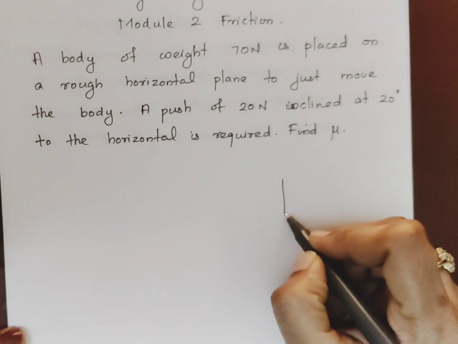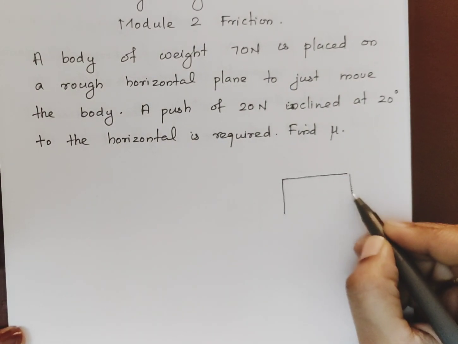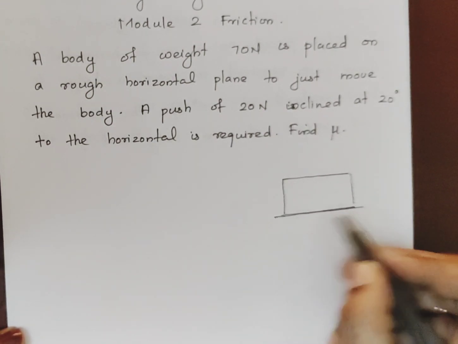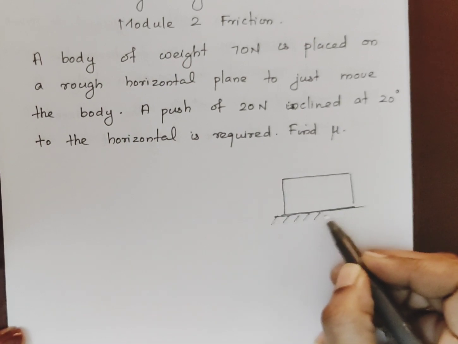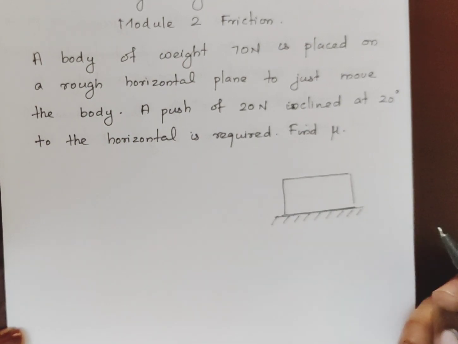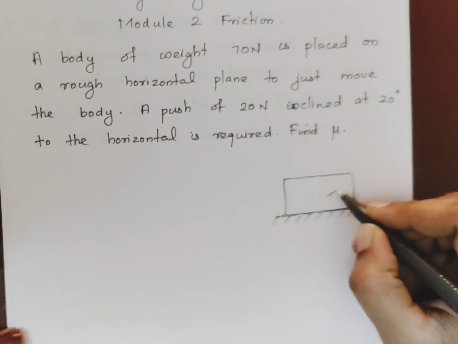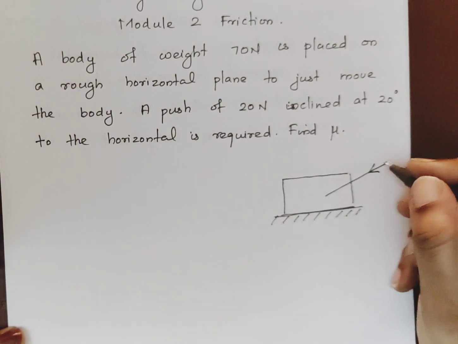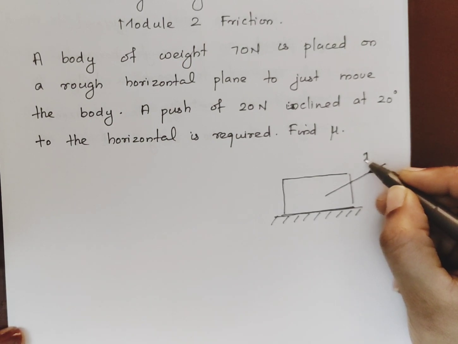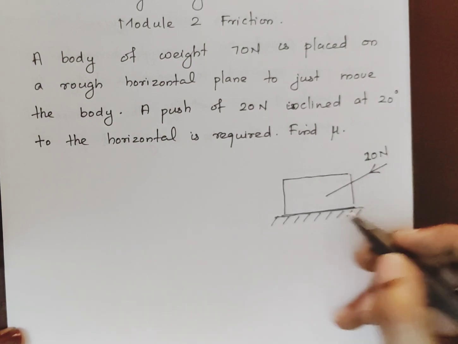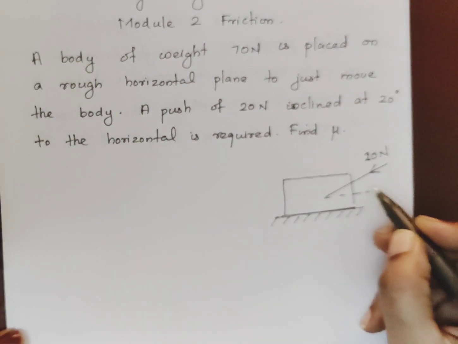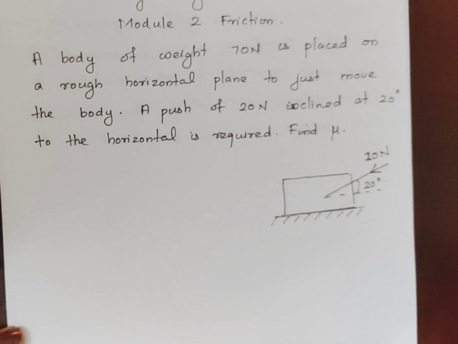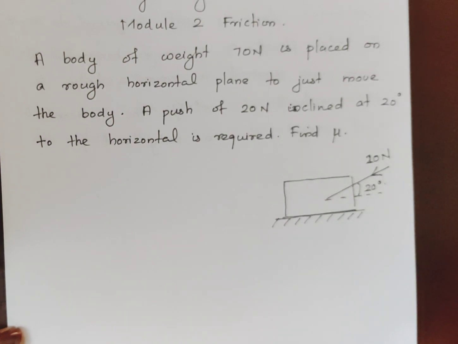So a block of weight 70 Newton is resting on a horizontal floor or a horizontal surface. So now a push of 20 Newton. Push means this is the direction of force. Push required is 20 Newton and its inclination with the horizontal axis is 20 degree. Weight of the block is 70.